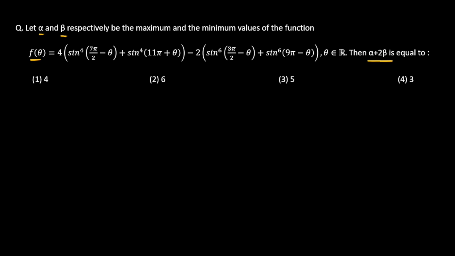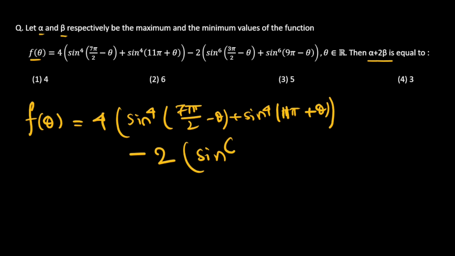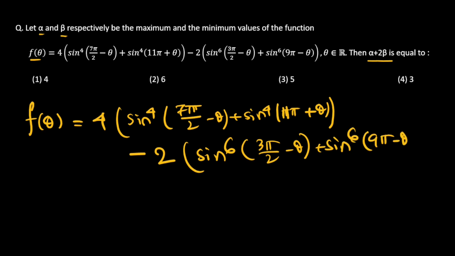So first write the function: f theta is equal to 4 times sine to the power 4 of (7 pi by 2 minus theta) plus sine to the power 4 of (11 pi plus theta) minus 2 times sine to the power 6 of (3 pi by 2 minus theta) plus sine to the power 6 of (9 pi minus theta). So first we simplify this function in terms of theta.